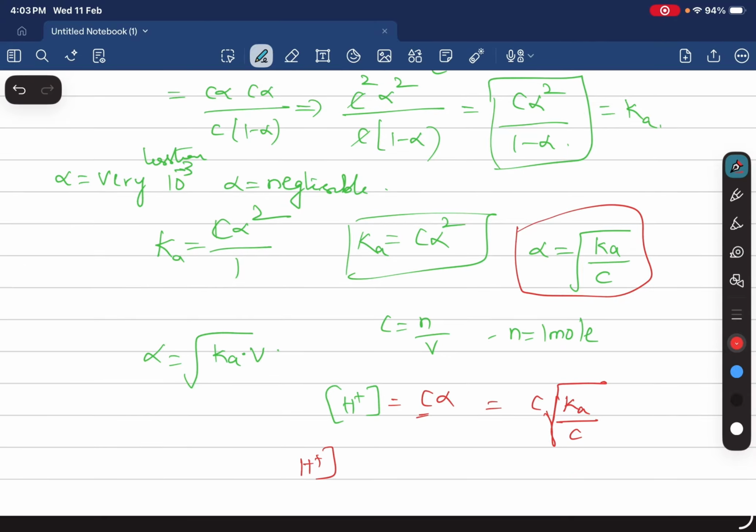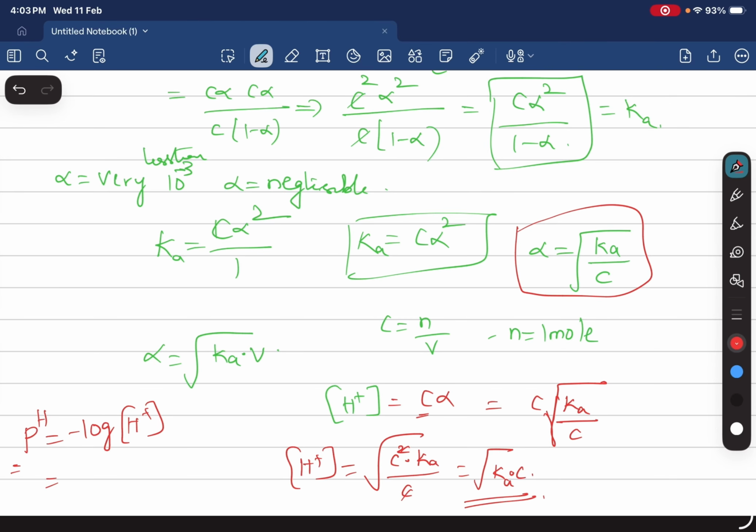H plus equals to C, if I send inside, I can get C square into Ka by C, which can be written as under root Ka into C. This is the H plus formula. Now, if you know H plus, you can write negative log of H plus for finding pH. So pH equals to negative log of H plus with base 10. In the place of H plus I can write this one.